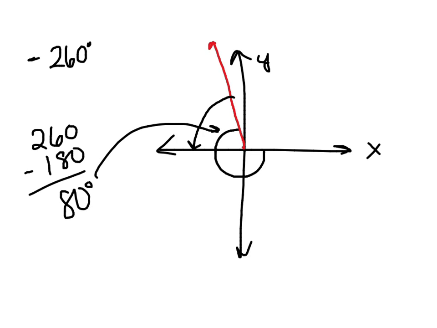Now I know that the initial angle was negative, and that just meant that we went clockwise instead of counterclockwise. But as far as reference angles, they should always be positive numbers.